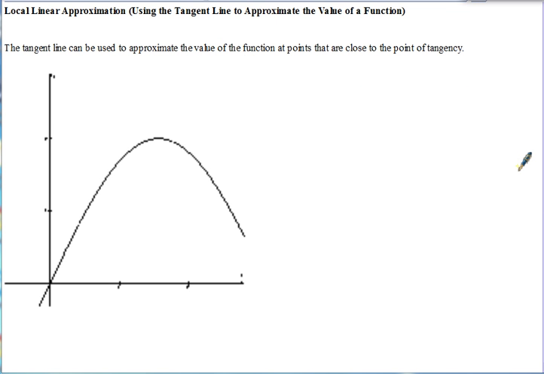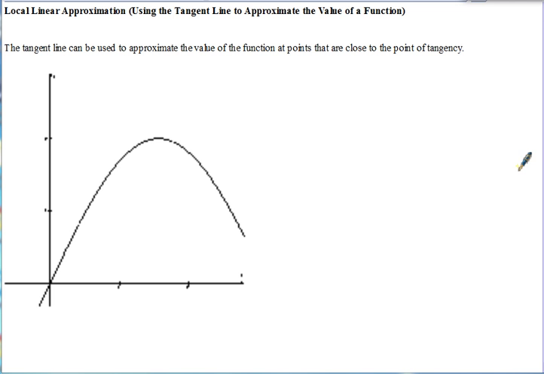These are the notes for AP Calculus on the topic of local linear approximation, or another way of saying that, using the tangent line to approximate the value of a function. So what this basically consists of is using the tangent line to approximate the value of a function at points that are close to the point of tangency.